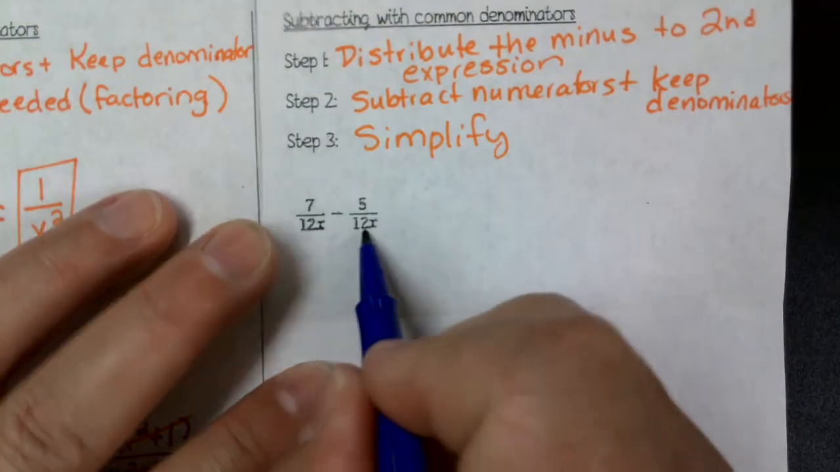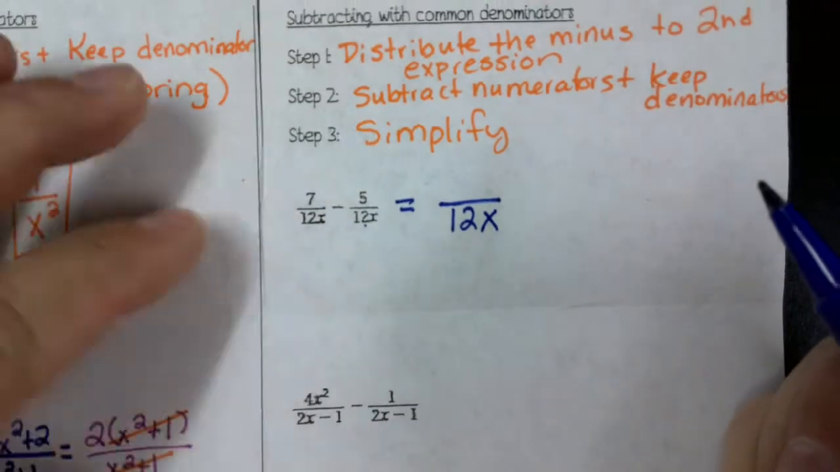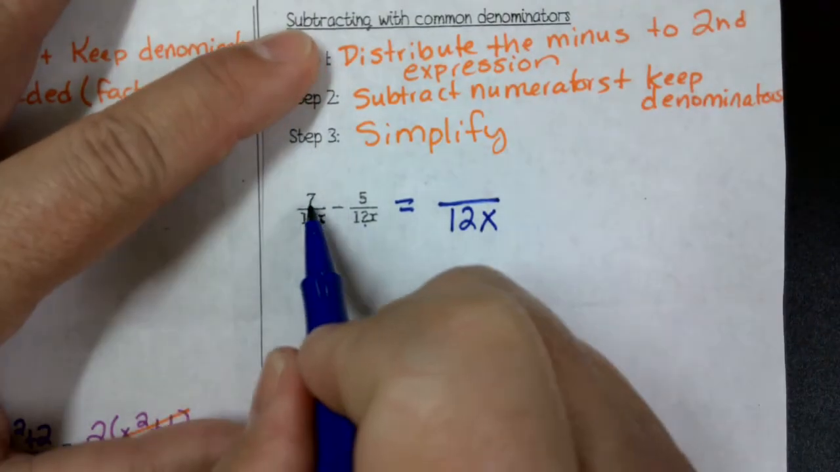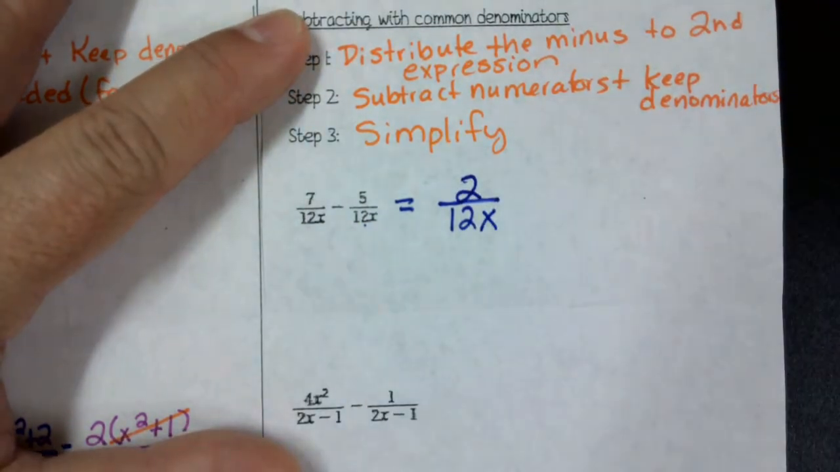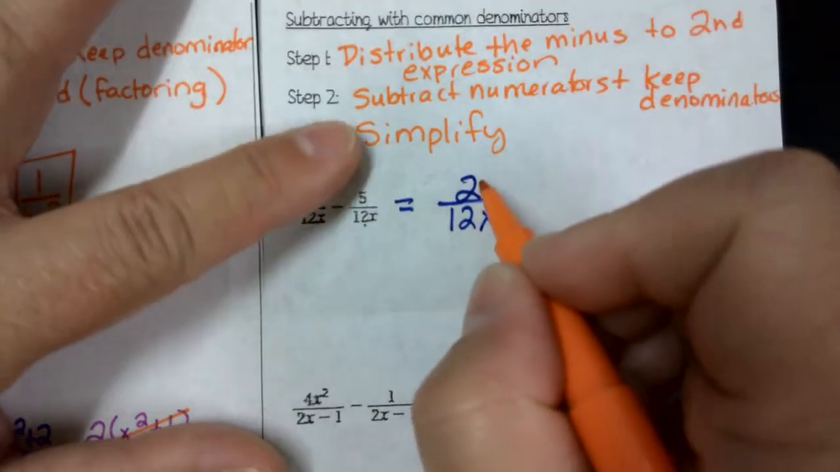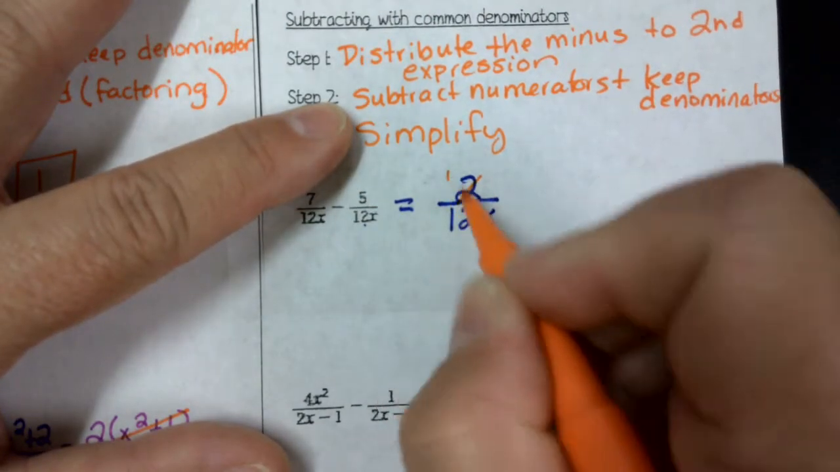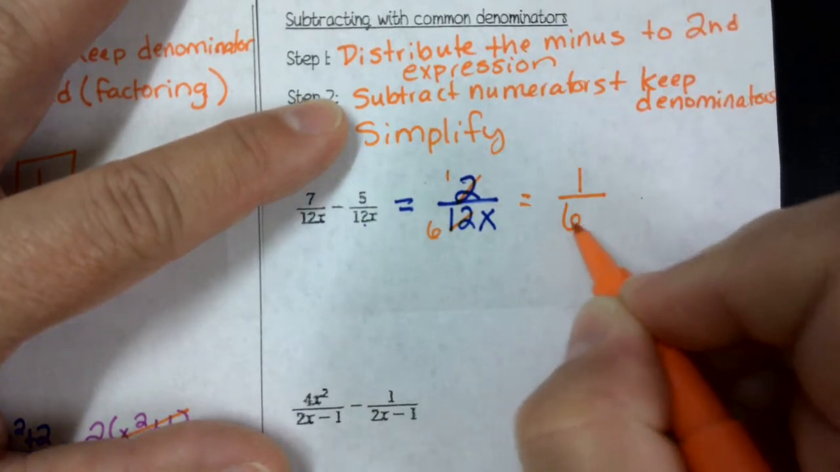Okay, so once again, I have 12x and 12x, so I have that common denominator. So all I have to do is subtract 7 minus 5. 7 minus 5 is 2. Now can I simplify? And I can. This is like reduce. So 2 divides into 2 once, 2 divides into 12 6 times. So my answer is 1 over 6x.